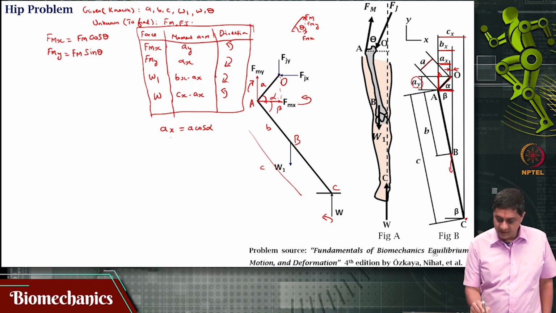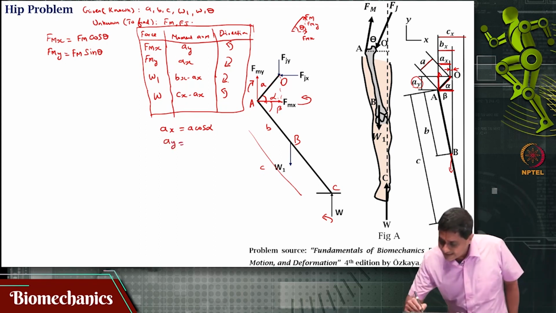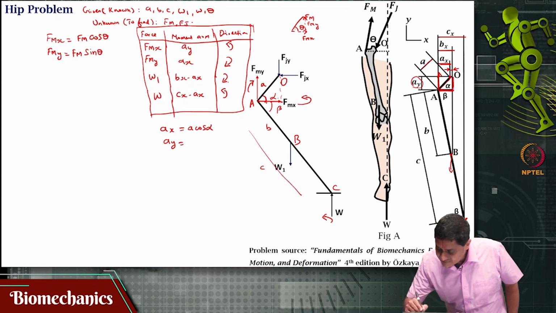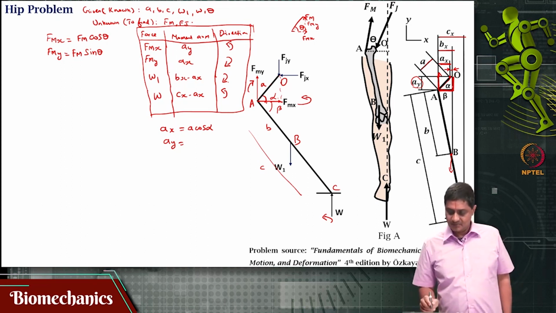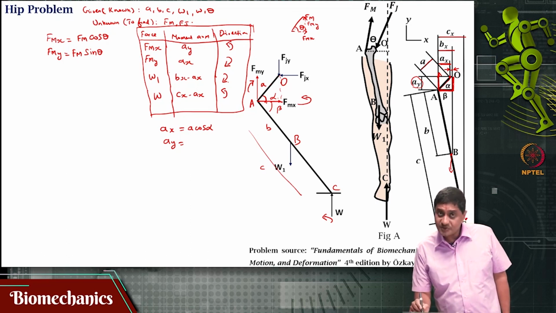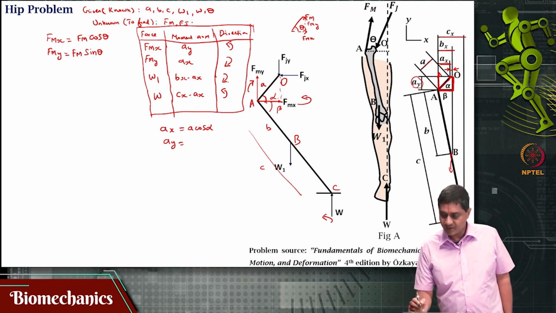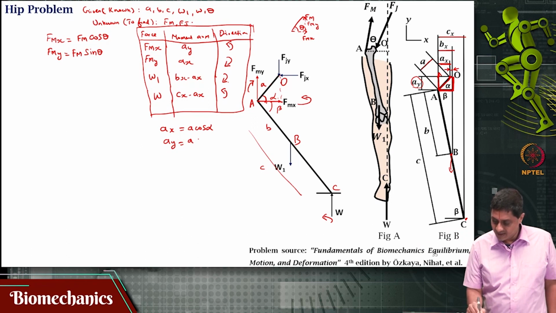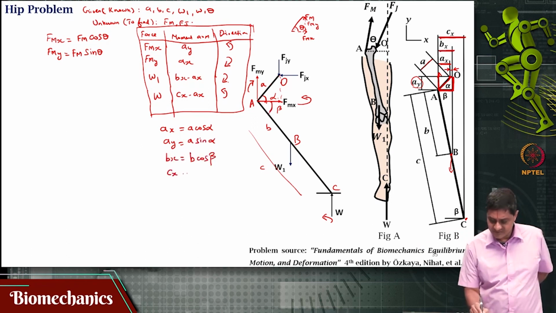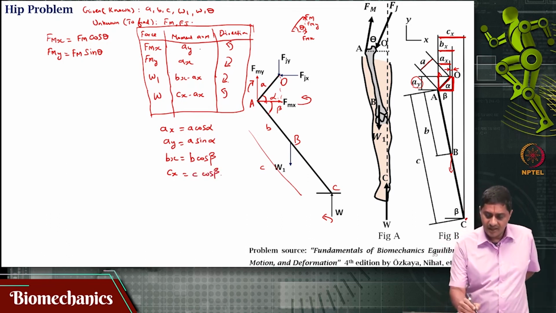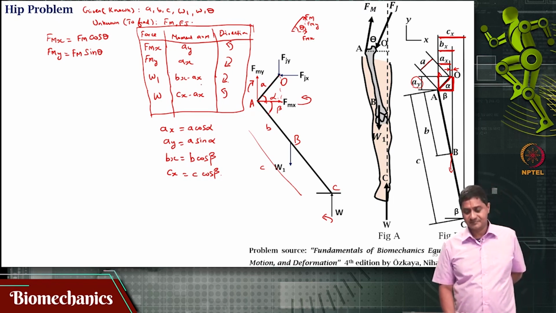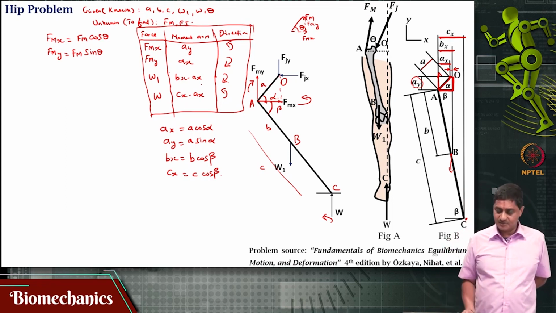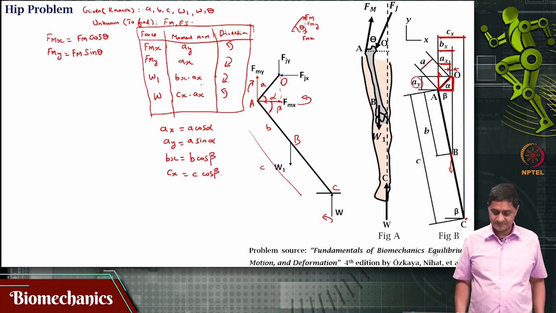Okay, Ay likewise is that distance. That is the opposite side to angle alpha in this right triangle. Okay, that is A sin alpha. Cx is what? That is C cos beta, because I only need Ay, Ax, Bx and Cx. I do not need By and Cy. So, I need to know Cx. Cx is C cos beta and Bx is B cos beta. Okay, check this.